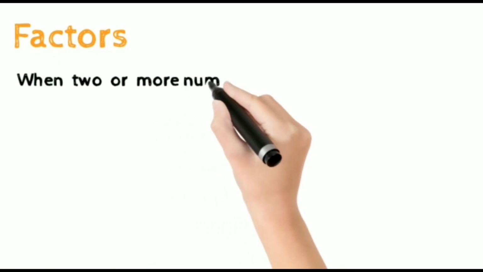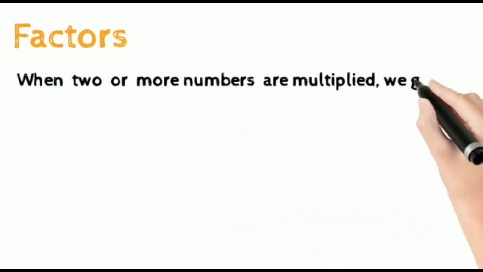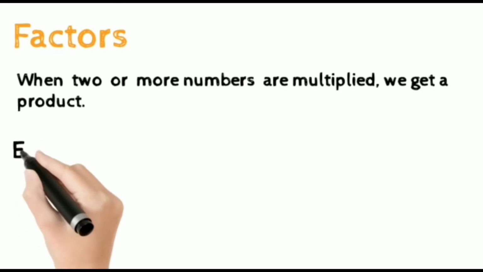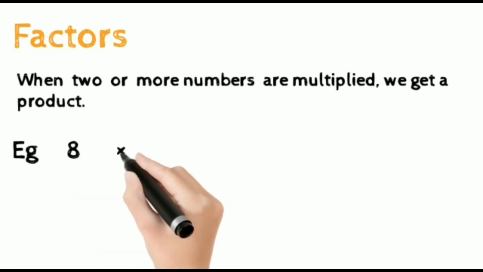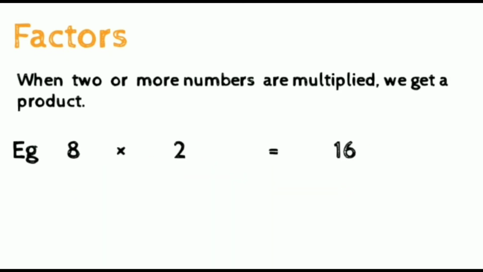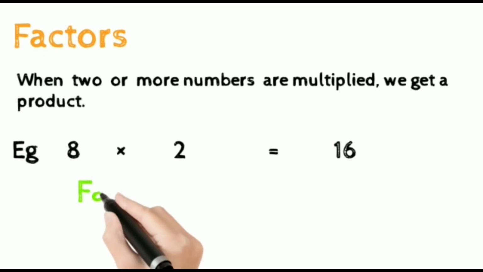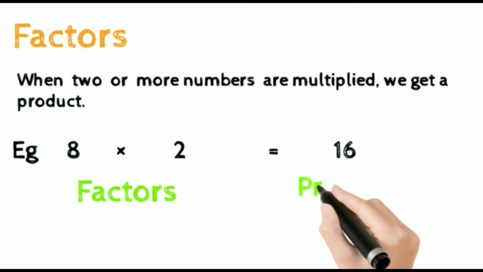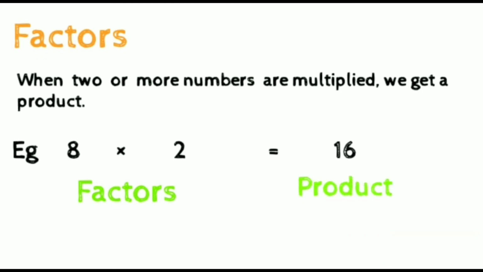When two or more numbers are multiplied, we get a product. We already know that. Example: 8 into 2 equals 16. Here, two numbers 8 and 2 are multiplied, and we get 16. This 8 and 2 are factors. 16 is the product of these numbers.